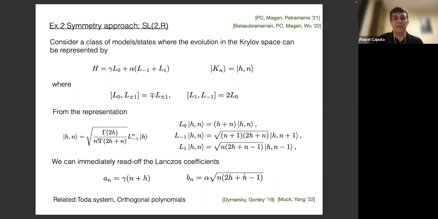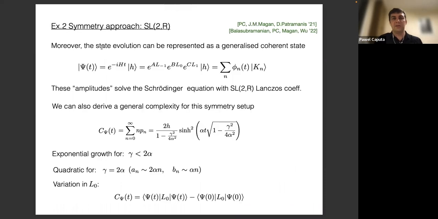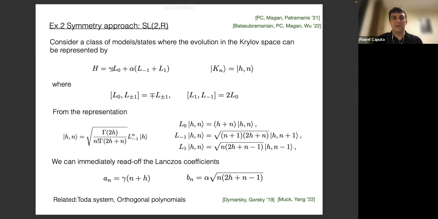You see that the b_n's here grow, for particular highest weight states. They can be shown to grow linearly with n, and the a_n's also grow linearly with n in this particular way. And you can show that, by simply applying Baker-Campbell-Hausdorff, these phi_n's solve the Schrödinger equation. You can compute Krylov complexity for arbitrary choice of gamma and alpha, the coefficients of L0 and of L1 plus L minus 1.